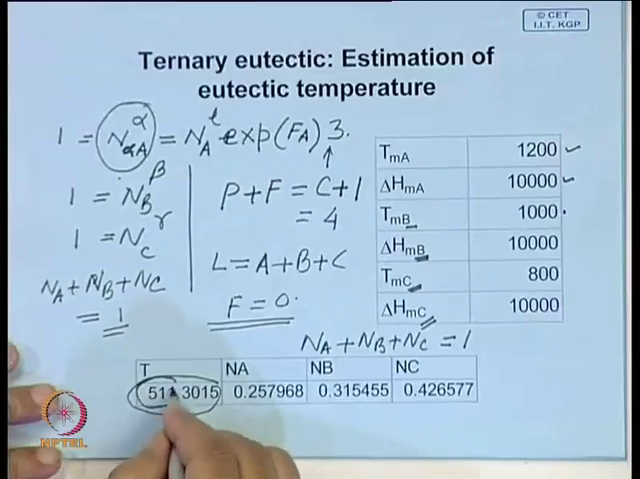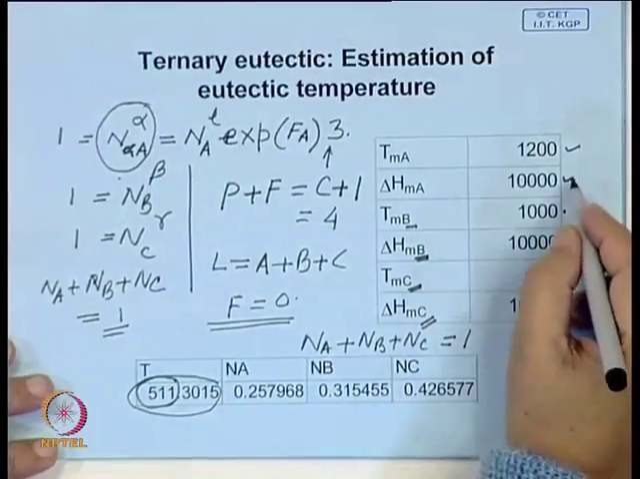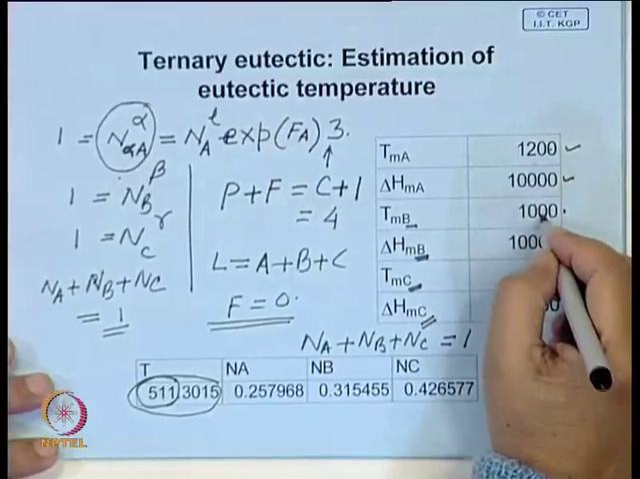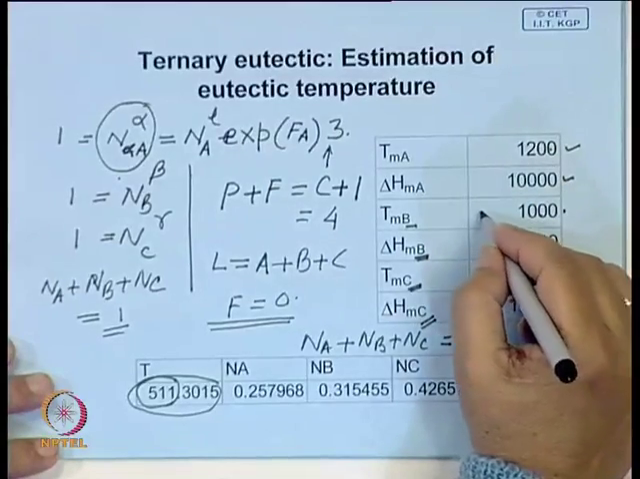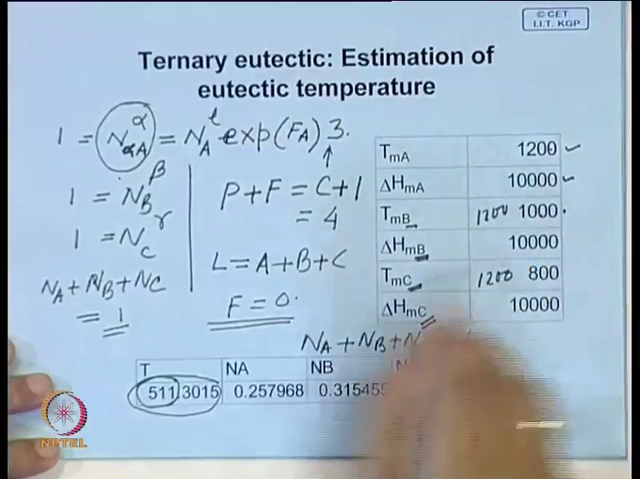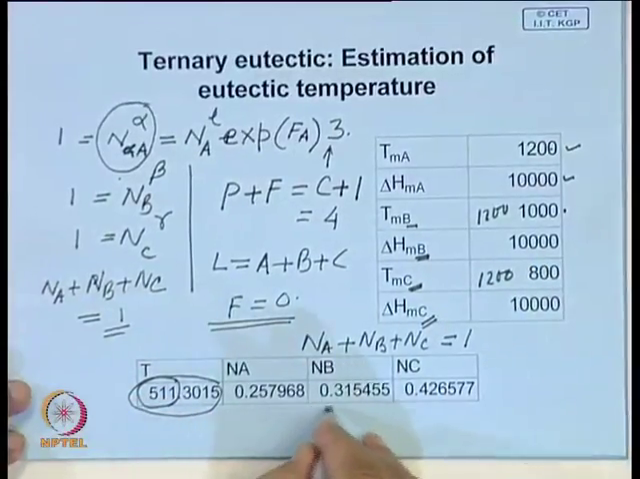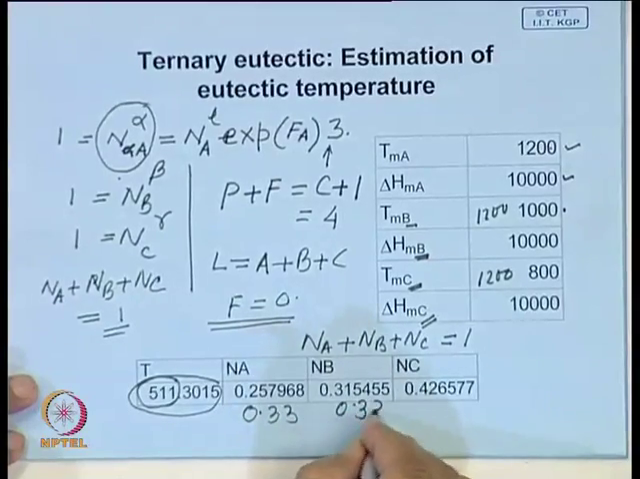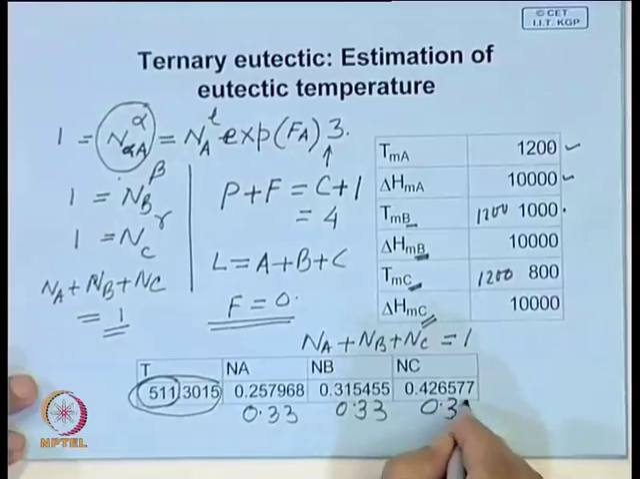In this particular case it is this. Now, if you make this temperature also 1200, and this also 1200, then you will find that all these points N A, N B, N C will be equal: 1/3, 1/3, 1/3.